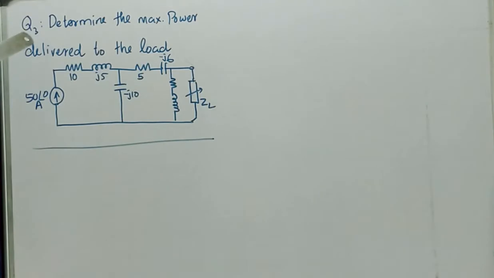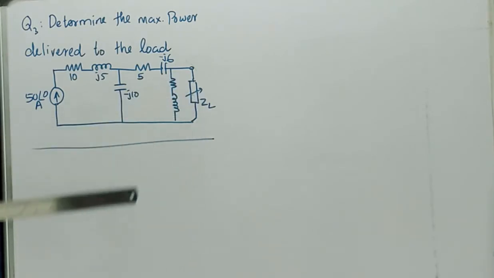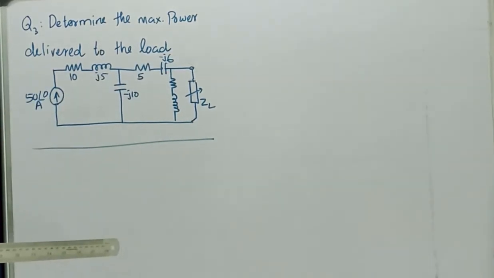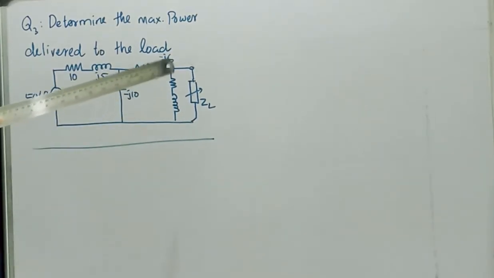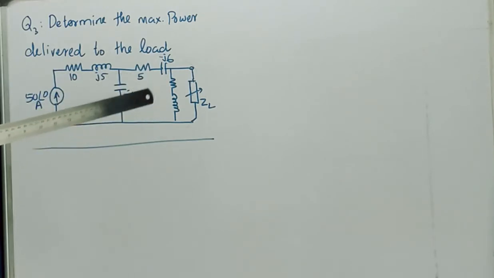Next problem is, we need to determine the maximum power delivered to the load from the source. Here we have one current source, 50 angle 0 ampere. What is the maximum power transfer from source to load? That we need to determine. Just like the earlier problem, first of all, we need to remove this ZL from the circuit and mark the open circuit terminals A and B. Then, corresponding to that network, we need to find Thevenin's equivalent network.